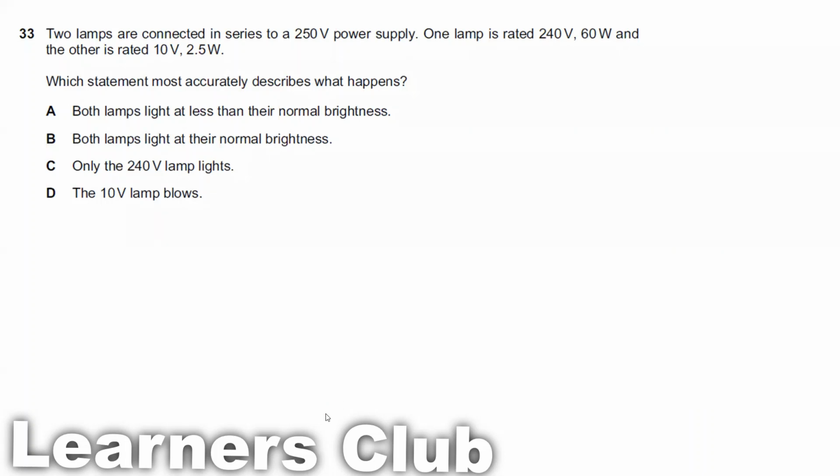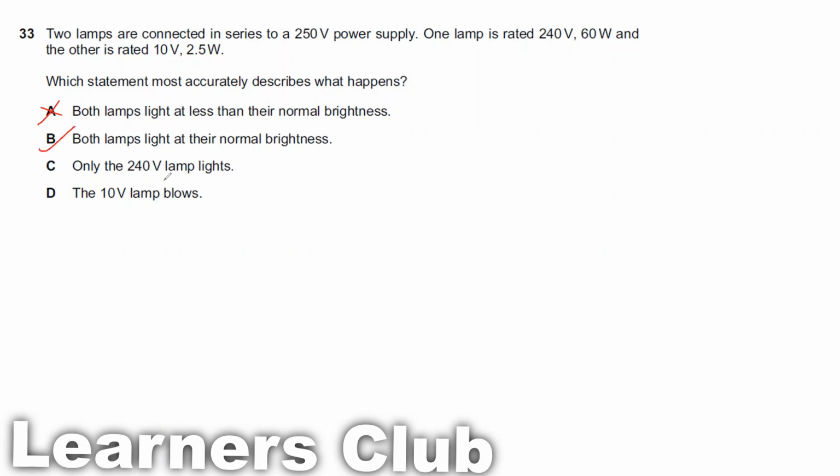Let's see which one is the correct option. Both lamps light at less than their normal brightness. Completely incorrect. Both lamps light at their normal brightness. Yes, same current passes through. During that time, they are getting their maximum voltage required by the lamps. So this is the correct option.